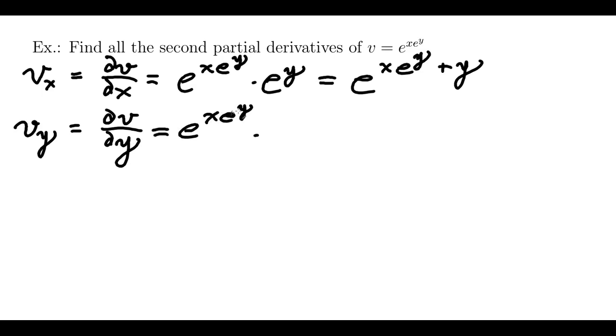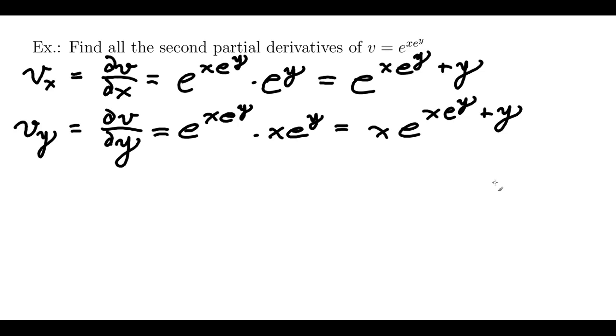Now x is constant and y is variable. So we have the derivative of x times e to the y. Well, x is constant, so we still have the x, and the derivative of e to the y is e to the y. So we have that. And if we simplify that a little bit, we get x times e to the, again, we can add the exponents there to get x e to the y plus y. Okay. So those are the first partial derivatives.